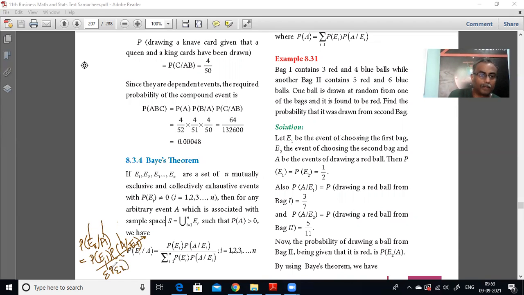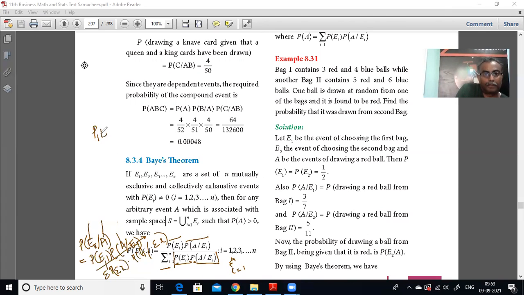Everything becomes P of E_i into P of A given E_i, and it is divided by the sum. See, what is here will come here. What is the only difference? Sigma. Here it is a particular E_i, here it is sigma i equal to 1 to n. That means the denominator will come many times.